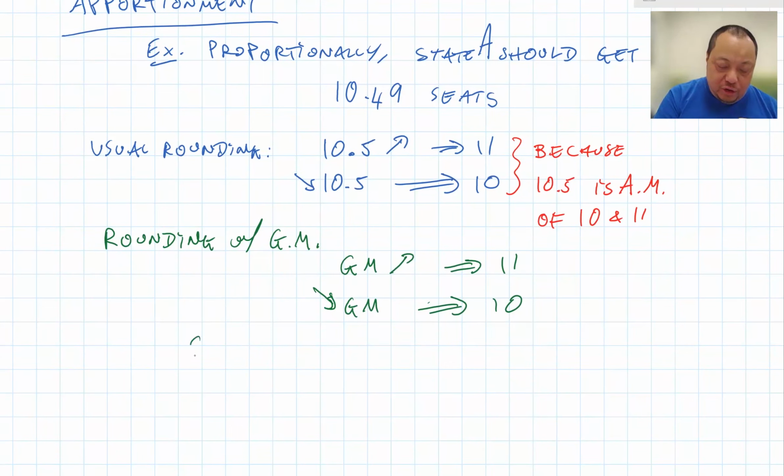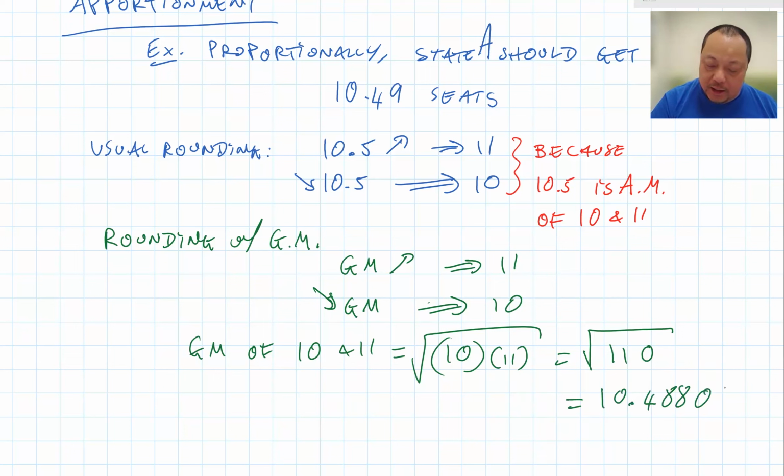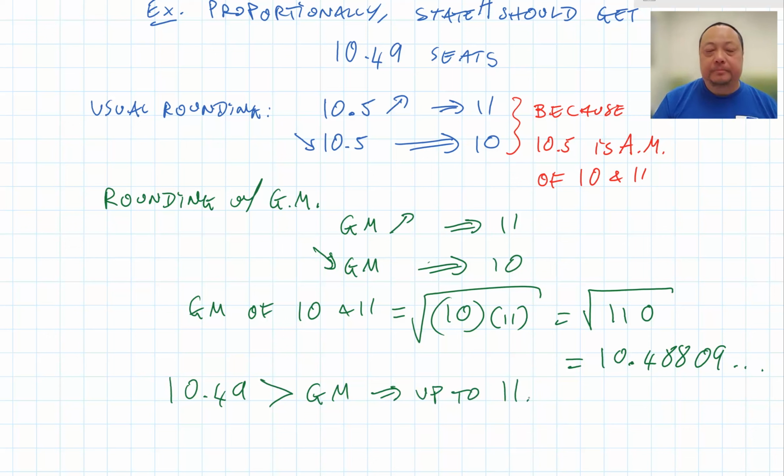Well, what is the geometric mean of 10 and 11? It's 10 times 11, and then the square root of the whole thing. So that's the square root of 110, and the square root of 110 is 10.48809, etc. So 10.49 is bigger than the geometric mean, so it goes up to 11. That's the rule currently being used in the US.